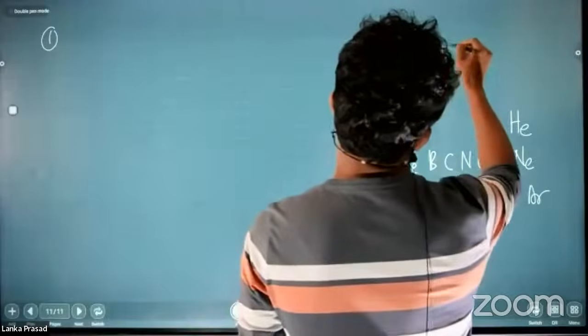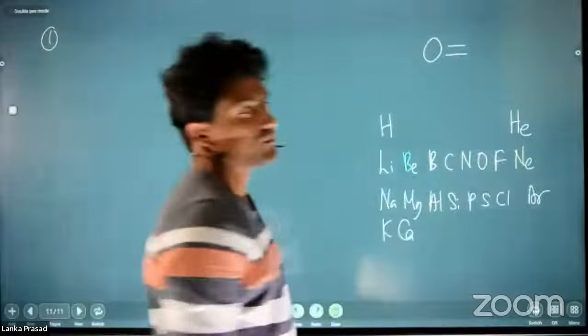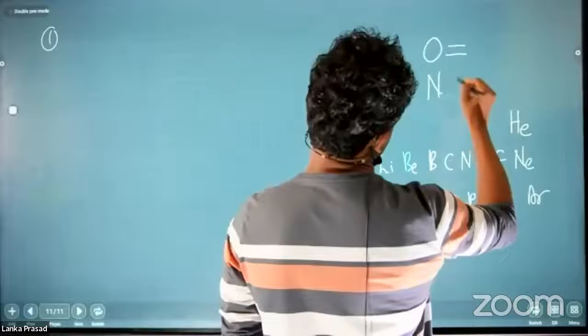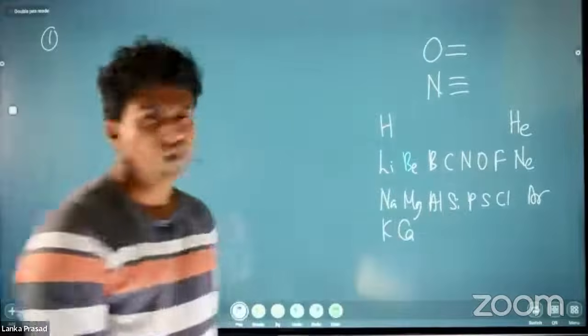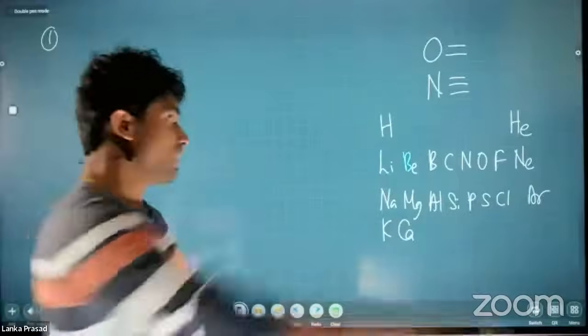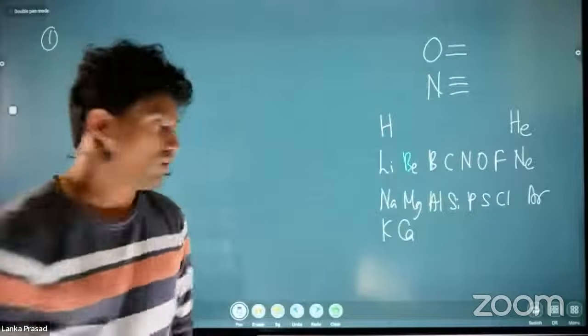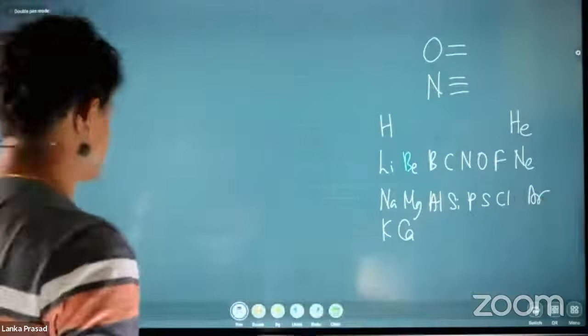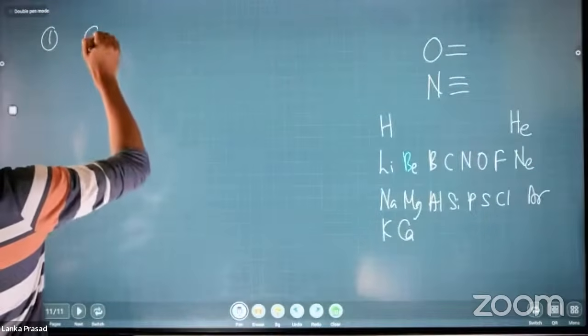Oxygen always forms 2 bonds. Always nitrogen forms 3 bonds. Always others form just 1 bond. Right? No need to have them as others. Okay, now look at that.